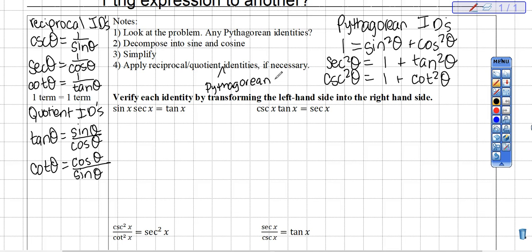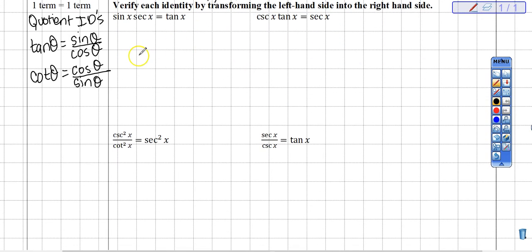Okay. So hopefully with all our prep over the last week, we should be able to do this pretty easily. I'm going to do the left side problem, then you're going to do the right. I'm going to start with reading the instructions. Verify each identity, so the left is identical to the right, by transforming the left to the right. So I want to make sine of x secant of x say tangent of x. First I look at it. I don't see any Pythagorean identities. Do you? I also don't see anything complex. It's just a straight multiplication equals a number.